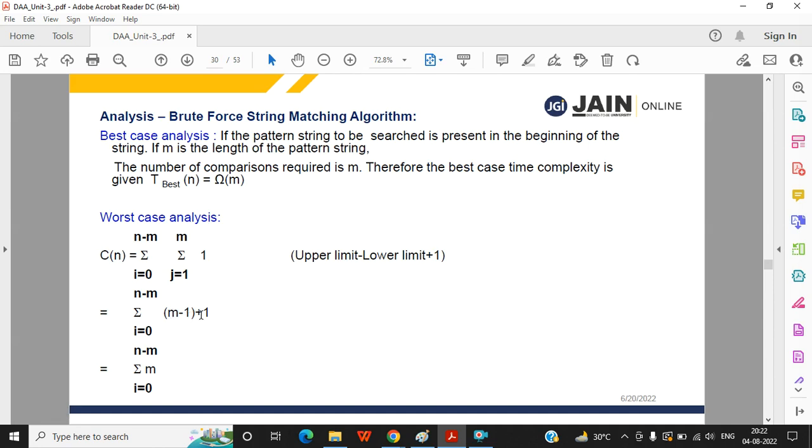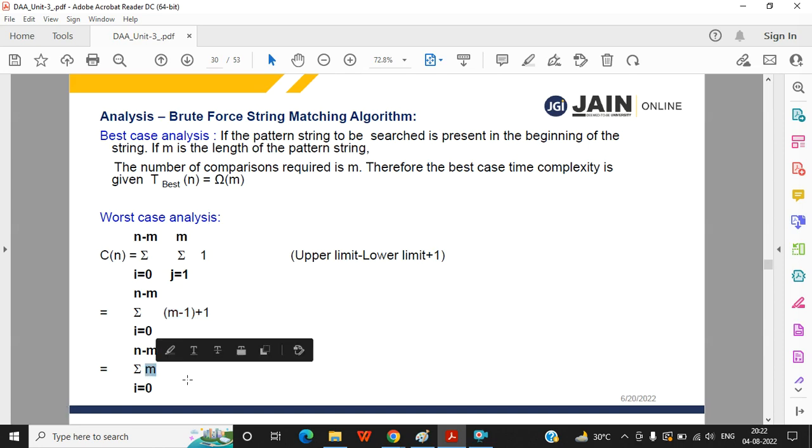Okay, so m minus 1 and plus 1. They have given the formula: upper limit minus lower limit plus 1. So the second summation has been expanded here. This minus 1 and plus 1 will be cancelled and you will have m. So i is equal to 0 to n minus m. Right? So how can you expand it? Tell me, how can you expand it?